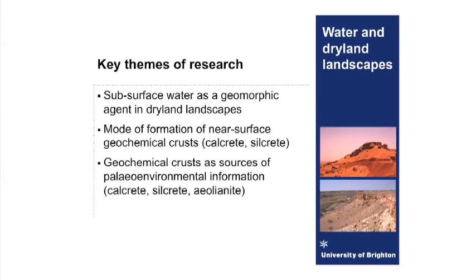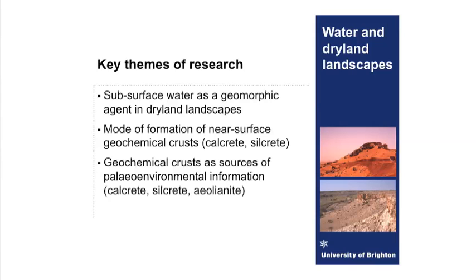The other area that I've worked on has been looking at these geochemical crusts as a source of information about past environments. So not just what do they do to landscapes, what control do they exert on surface features, but also what can we tell about past environments from them. And I've worked on three different materials here: calcrete again, silcrete again, and also currently working on a project looking at a material called aeolianite.